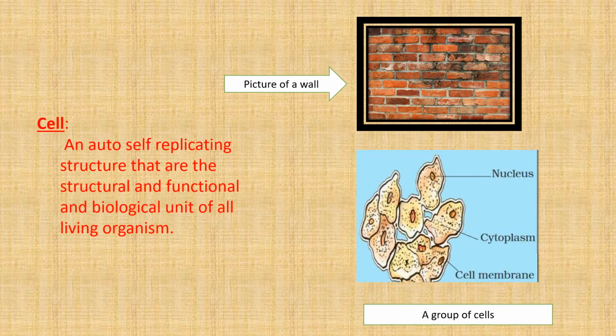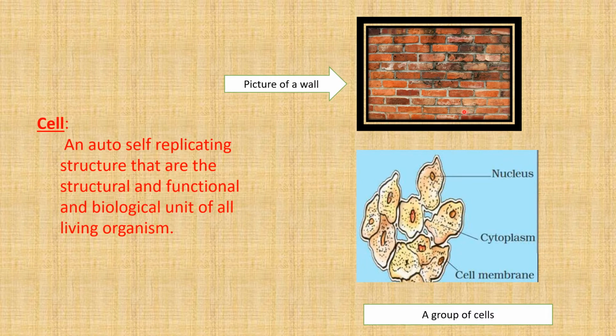Next we will learn about the cell. One new word: cell. Before going to that, I will give an example, then it will be easy to understand what a cell is. First of all, you see here, this is a wall. How is the wall made? Here we can see the bricks placed one by one, and the bricks are like single rooms.